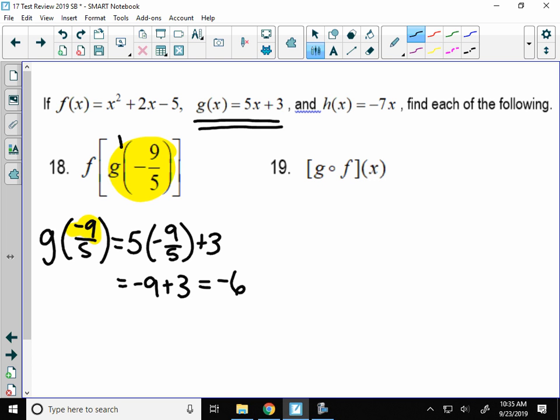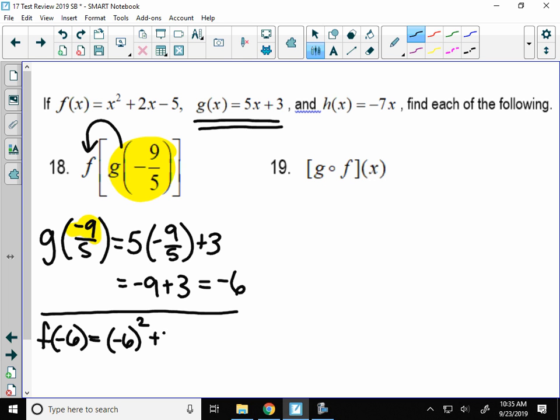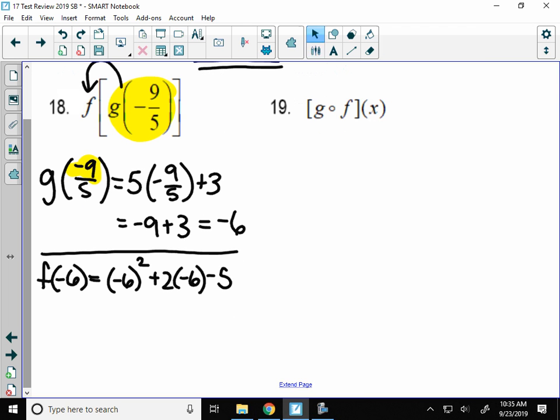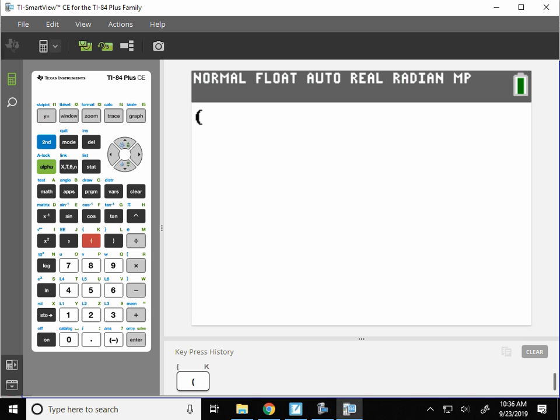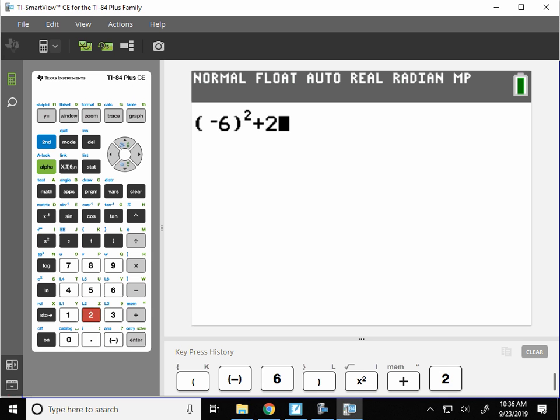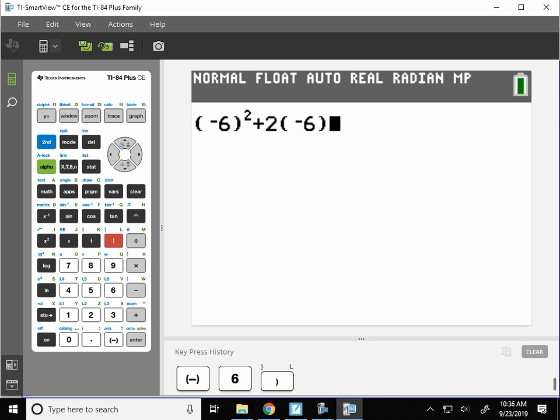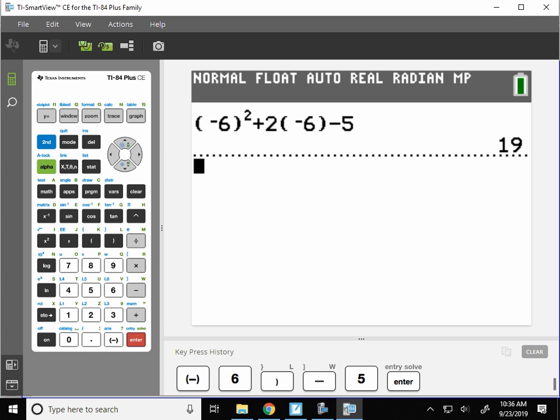Now that I have that answer, I have to put that value into the function of f. So I have to evaluate f of negative 6. So what I'll do is put negative 6. Now, be careful. Use parentheses here when you have a negative that you're squaring. If I were you, I would type that straight into my calculator just like this. So let me pull out my calculator. We'll do our parentheses, negative 6 squared plus 2 times negative 6 minus 5. And that gives me the answer of 19.